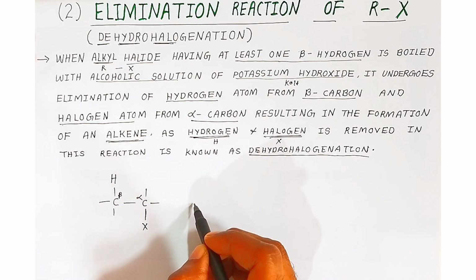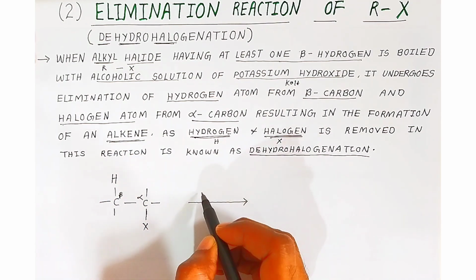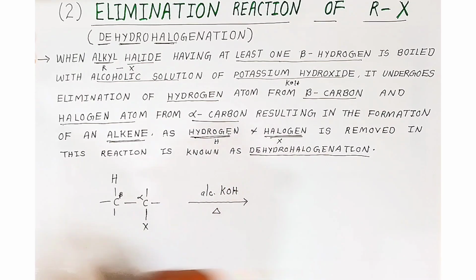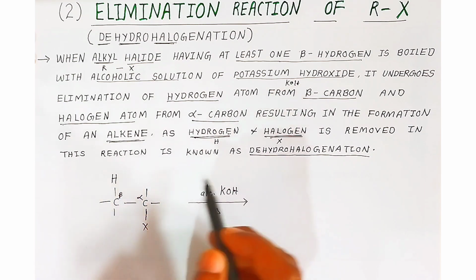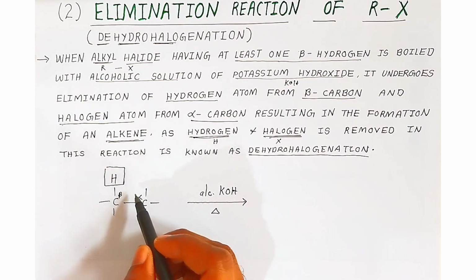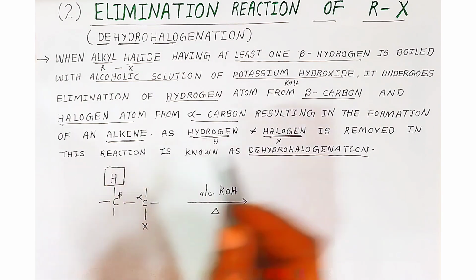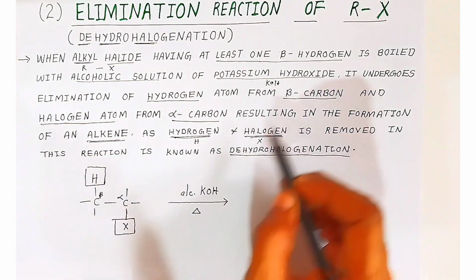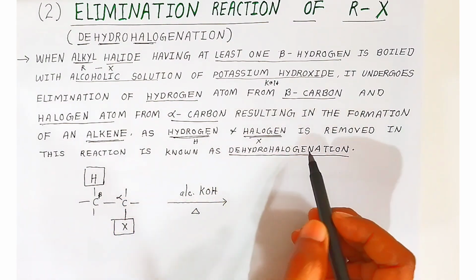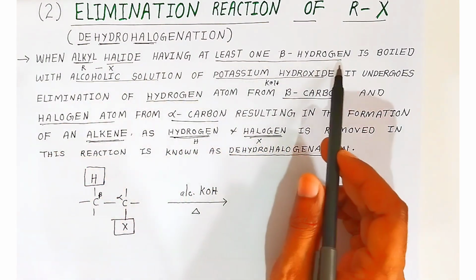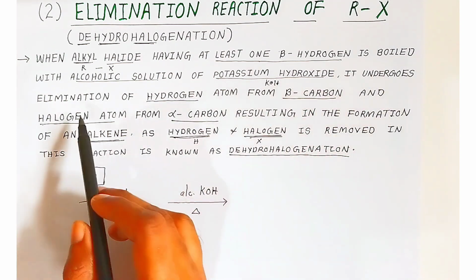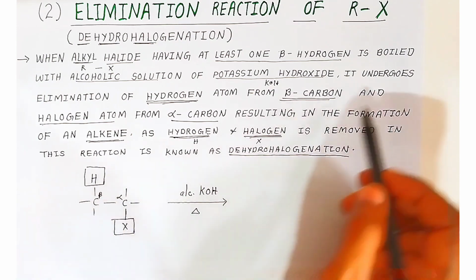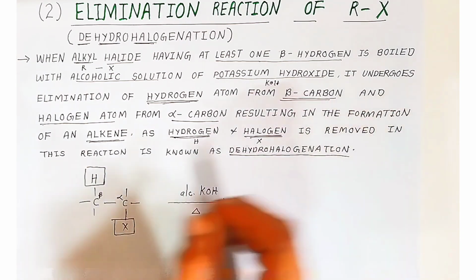When this alkyl halide is boiled with alcoholic KOH, it undergoes elimination of hydrogen from the beta carbon, this is the beta carbon hydrogen, and the halogen from the alpha carbon. Both are removed in this reaction, so we call it dehydrohalogenation. So when an alkyl halide having at least one beta hydrogen is boiled with alcoholic KOH, it undergoes elimination of hydrogen atom from beta carbon and halogen atom from alpha carbon, resulting in the formation of alkene.